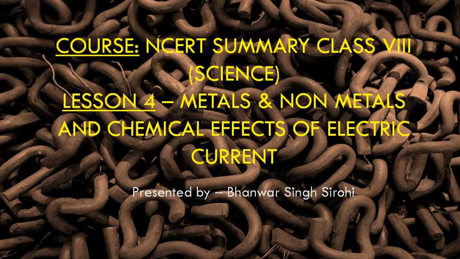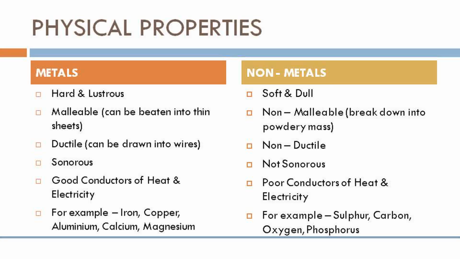Hi everyone. So far, we have studied the lessons relating to crop production, microorganisms, and synthetic fibers. In this lesson of this course, we will be going through metals and nonmetals as well as the chemical effects of electric current. The metals and nonmetals differ from each other and have different physical properties. For example, metals are hard and lustrous, whereas nonmetals are soft and dull.